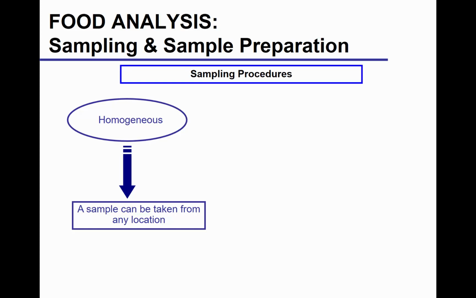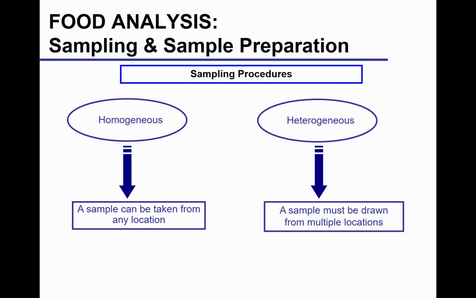Do you combine, once you take 2 samples, do you combine them? You keep them separate in this case. If it's a homogeneous lot, then the sample can be taken from any location. No problem with homogeneous. Now when you have heterogeneous, you want to make sure that you get a sample drawn from multiple locations.